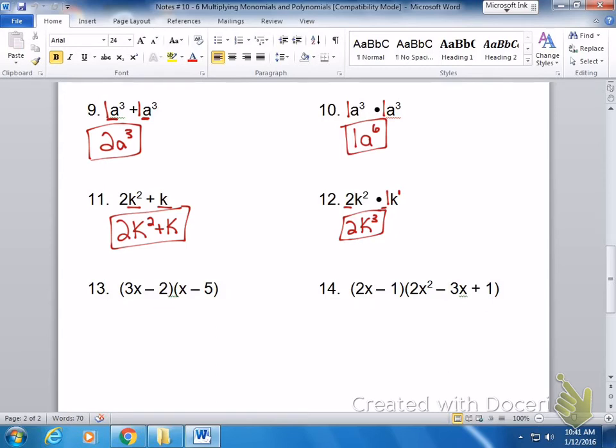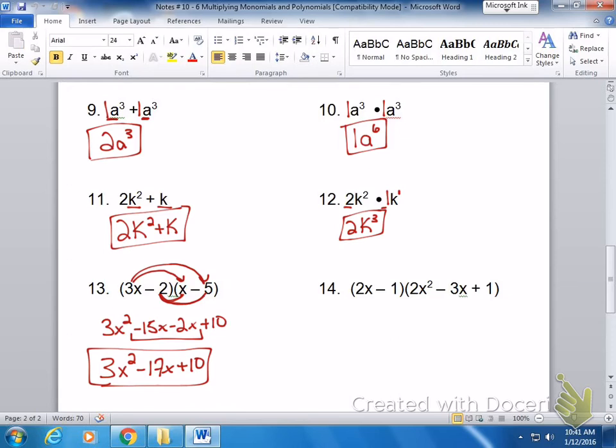Now number 13 is just like what we're doing on the front page, but I don't just have x minus 2, I have 3x minus 2, but it works the same. I'm going to distribute that one over the parentheses, then the negative 2. 3x times x is 3x squared. 3x times negative 5 is negative 15x. Negative 2 times x is negative 2x. Negative 2 times negative 5 is plus 10. So just like on the front, I need to combine my middle terms. I have 3x squared. Negative 15x minus 2x is negative 17x. And then plus 10.